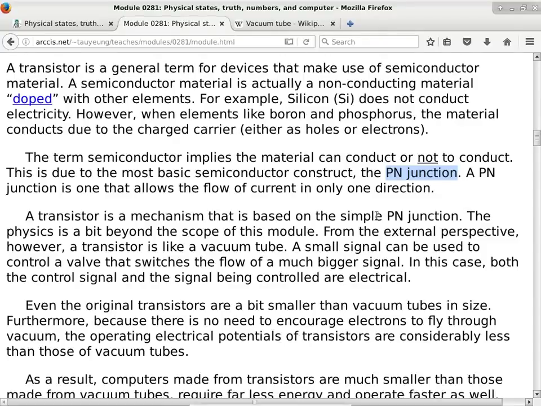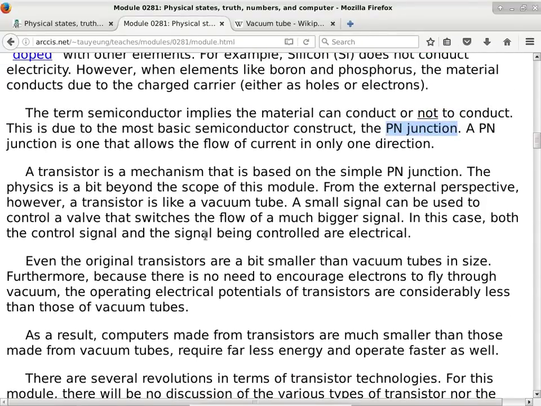Okay, so what is the bottom line? The bottom line is transistors don't need to be heated up. In fact, they hate to be heated up. So you don't have to spend all that energy just to heat up a vacuum tube. Well, that's good. We are saving power.